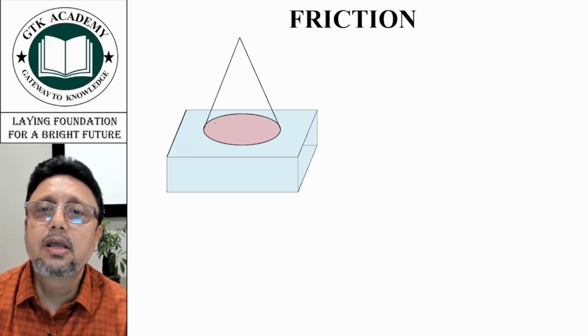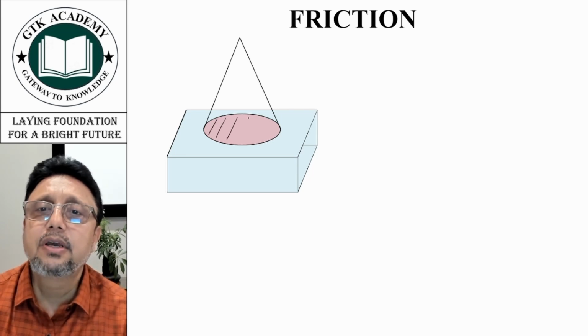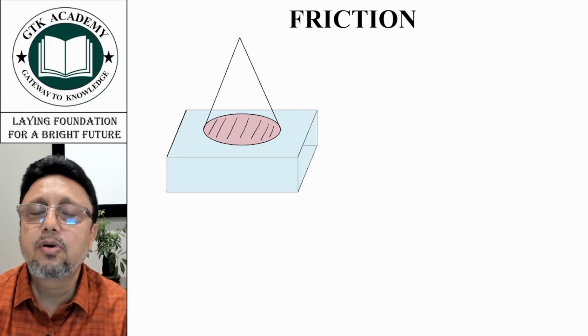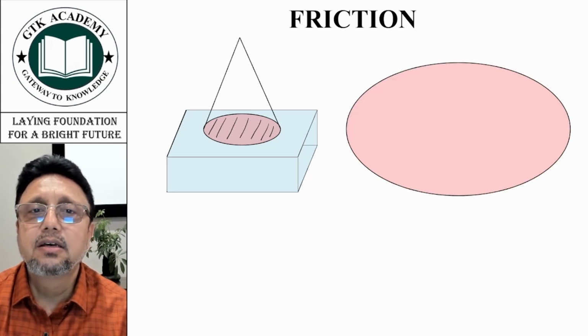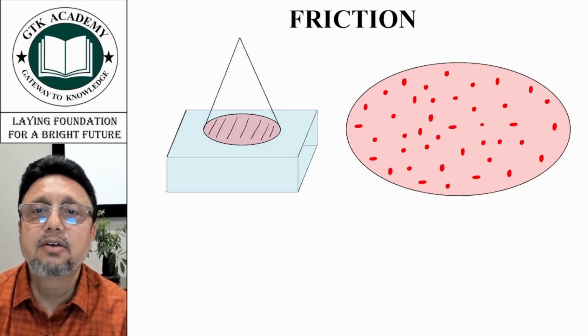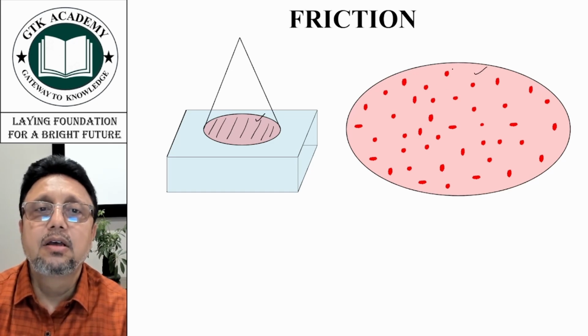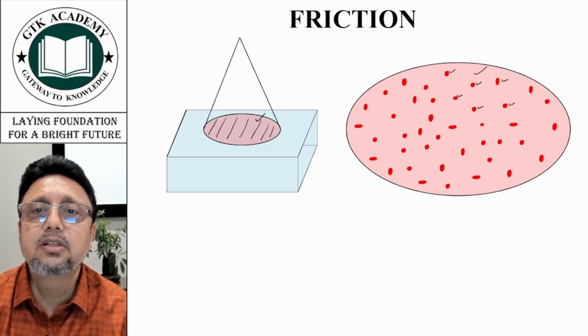Now this is your apparent area of contact, meaning what we see with our eye and think is the area of contact. But the actual area of contact is these. I've just drawn this surface bigger here. These are very small portions. This is the actual contact, not this whole area as I have shown here.